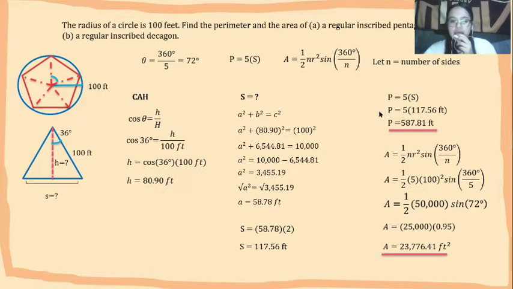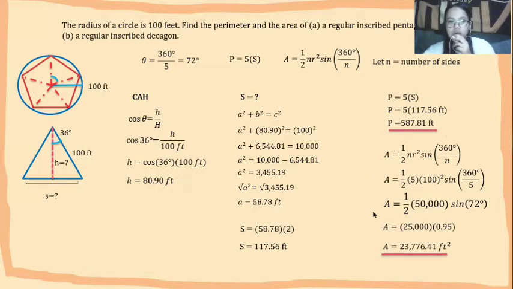So we can now get our perimeter, which is 5 times the side. Our side is 117.56 feet times 5. So we have 587.81 feet. This is the perimeter of our inscribed pentagon.